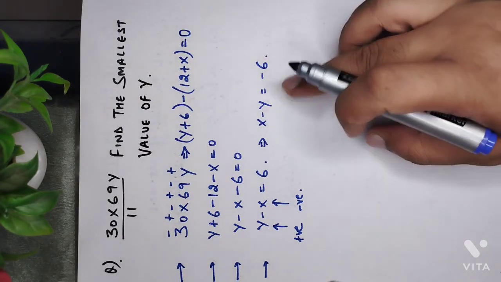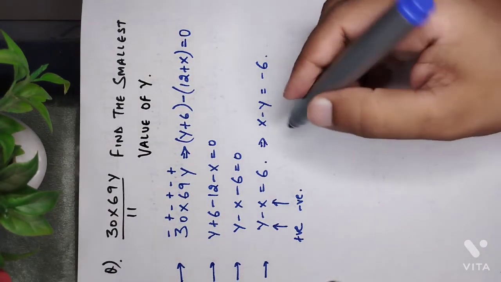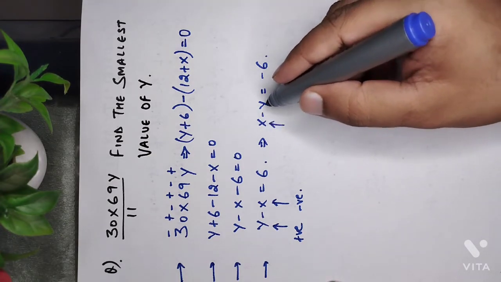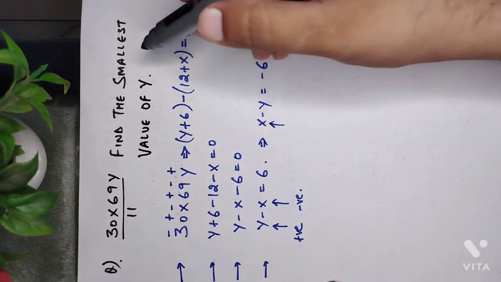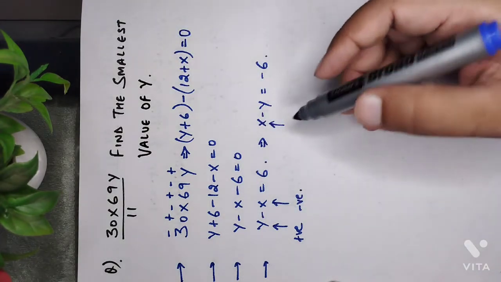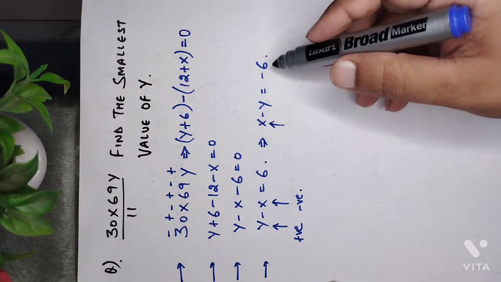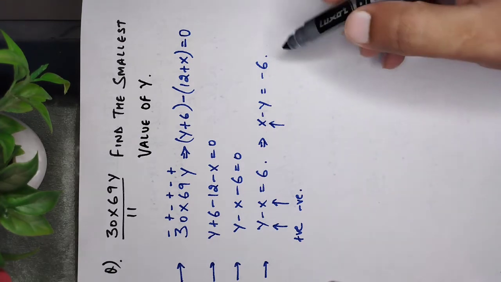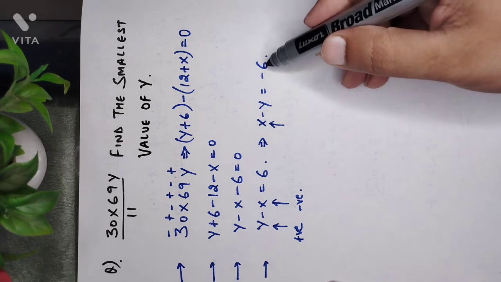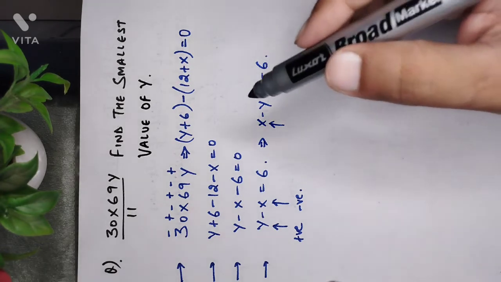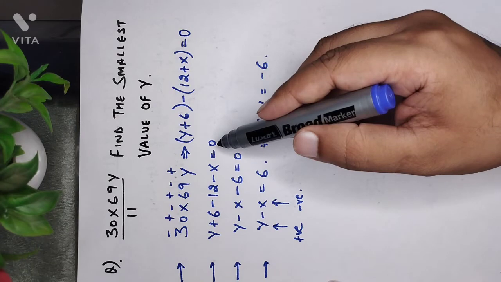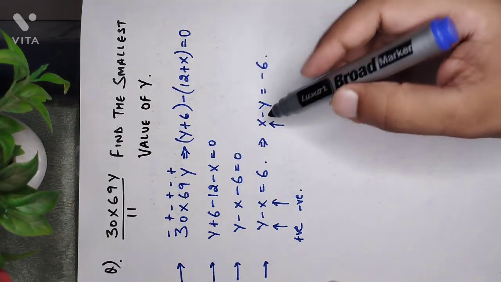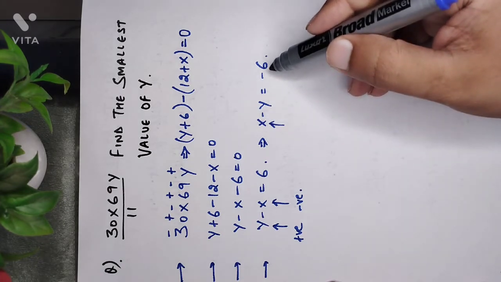Now what is the meaning of this x minus y is equal to minus 6? It means x is positive, it means x is larger than y, or we can say y is smaller than x, because we have to find the smallest value of y. Now x minus y is equal to minus 6. Now how can we do this so that we will get this minus 6? As the number should not be negative, so as I told you, either the difference should be equal to 0, or it should be equal to 11, or it should be equal to 22. So we are getting x minus y is equal to minus 6.